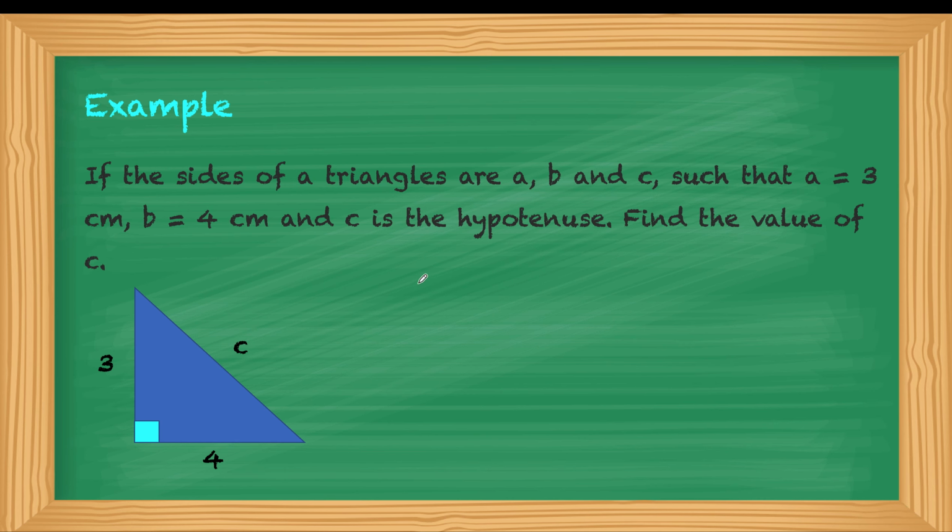Now, we are going to write our Pythagoras theorem, which says A squared plus B squared is equal to C squared. And then we're going to replace the letters with the numbers given in our question. So A would represent 3 squared, B would represent 4 squared, and we would put back our c squared.